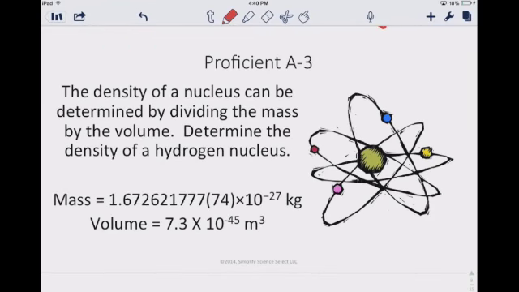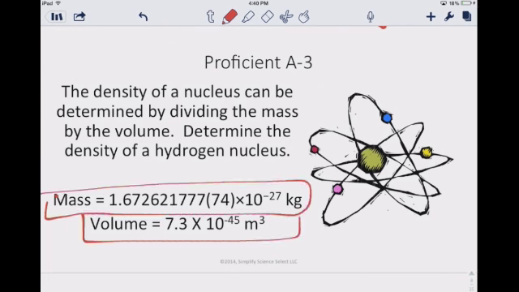And then our last example, it says the density of a nucleus can be measured by dividing the mass by the volume. So here's our mass, all divided by our volume. So it's division. And so we want to determine the density of a hydrogen nucleus. So when we're looking at this, we look at the number of significant figures. On the top one we have 1, 2, 3, 4, 5, 6, 7, 8, 9, 10. Okay. And then on the bottom we have 1, 2.